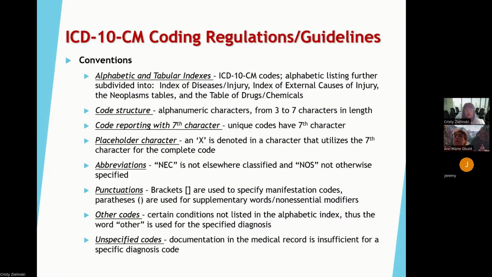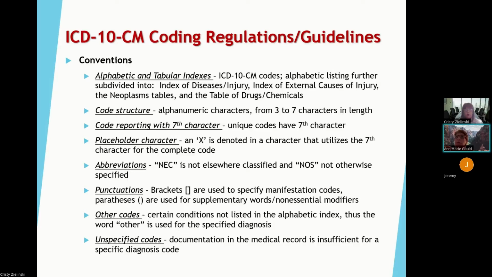So let's take a look at some of your ICD-10-CM coding regulations. There are a lot of conventions that the coders have to abide by, and I think it's important from a CDI perspective that we have an idea of what some of these coding conventions are. There are, of course, the alphabetic and tabular indexes. Those are our ICD-10-CM codes. There's an alphabetic listing further subdivided into the index of diseases and injury and the index of external causes of injury. They also have a neoplasm table and a table for drugs and chemicals.